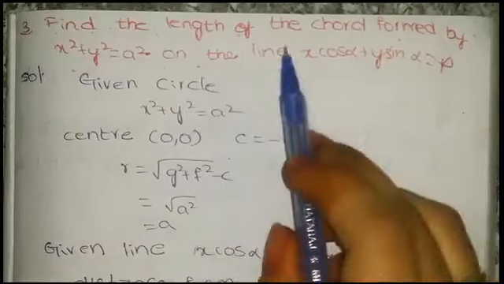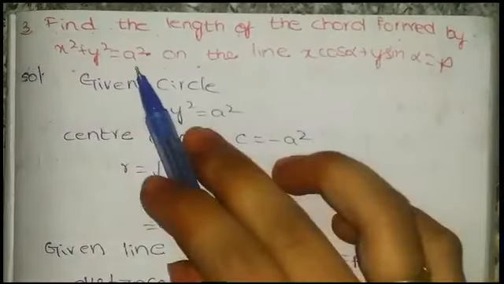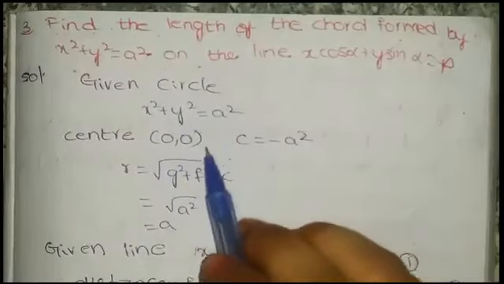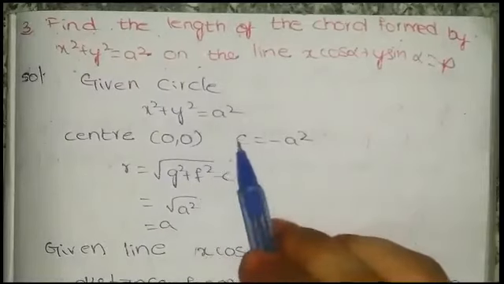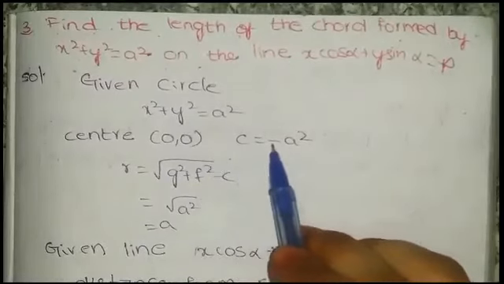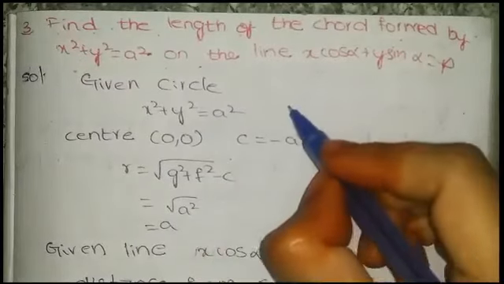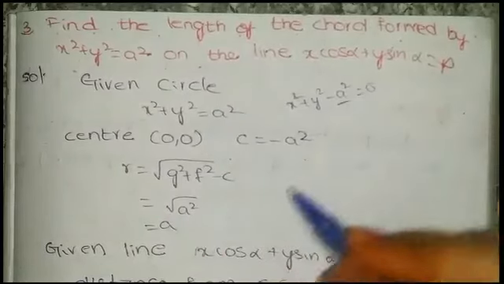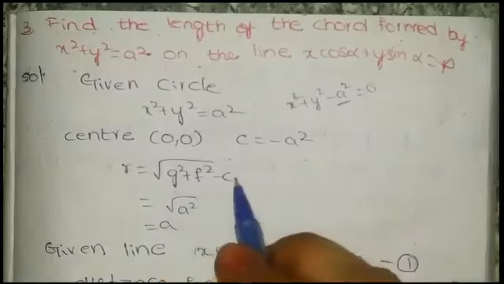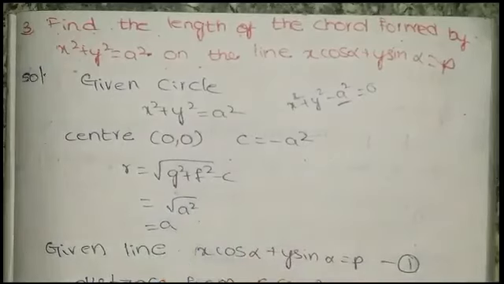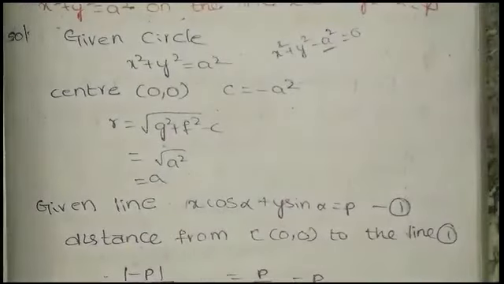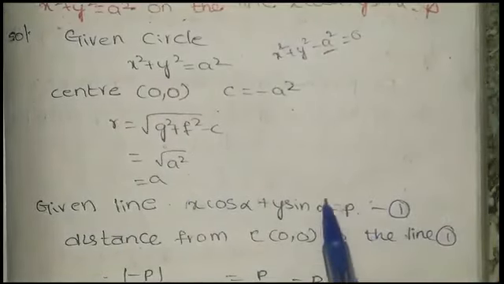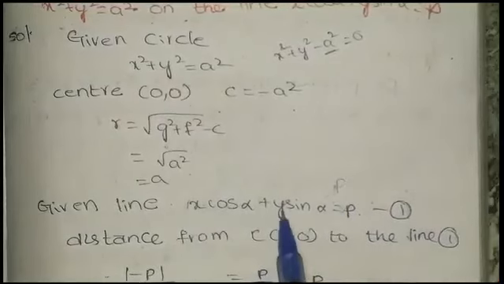In the third one, find the length of the chord. Here also they have given a circle and a line. Write the circle in standard form. The center will be 0 comma 0. So c equal to minus a square. See here, x square plus y square minus a square is equal to 0, so c will be minus a square. The radius is a. The given line is x cos alpha plus y sin alpha is equal to p. This is the given line. Send p to this side, since x and y are 0.